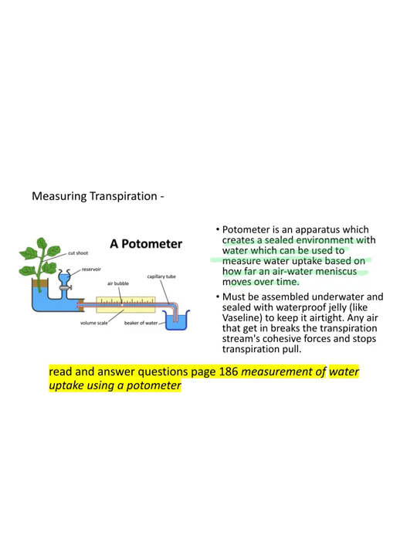Now, in an exam question situation, you must understand that this apparatus must be assembled under water and sealed with waterproof jelly, like Vaseline, to keep it airtight, because, as we discussed earlier, any air that gets in is going to break the transpiration stream. It's going to interrupt the cohesive forces, therefore stopping the transpiration pull.